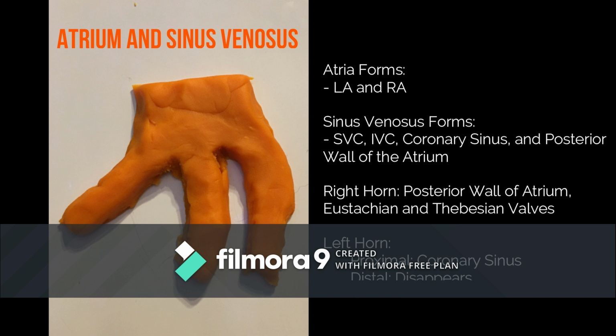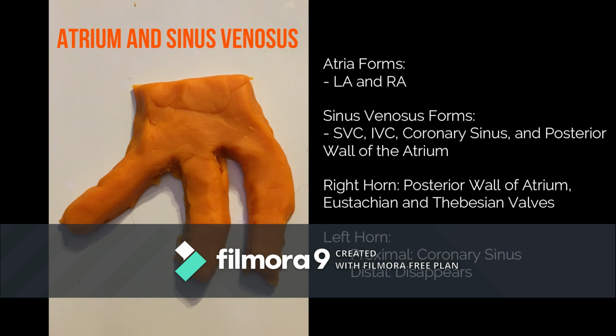The sinus venosus consists of a right and a left horn and will lead to the formation of the SVC, IVC, coronary sinus, and the posterior wall of the atrium, otherwise known as the sinus venarum. The right horn will become the posterior wall of the atrium and the eustachian and thebesian valve, and the proximal portion of the left horn will become the coronary sinus, while the distal left horn will disappear.